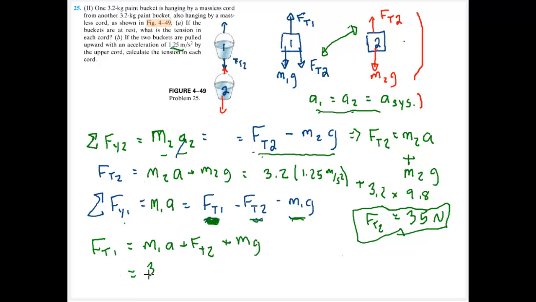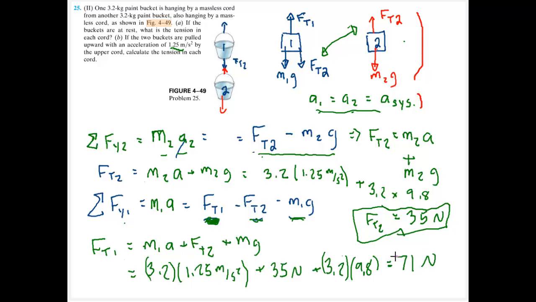I go ahead and plug all this stuff in. 3.2 multiplied by the acceleration of the system, 1.25 meters per second squared, plus 35 newtons, plus 3.2 multiplied by gravity, 9.8. And at the end of the day, I come up with 71 newtons to be the force of tension number 1.